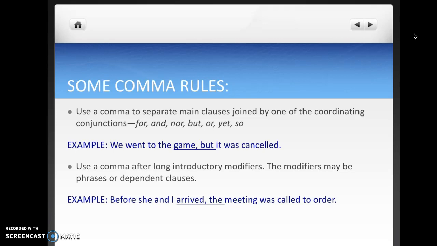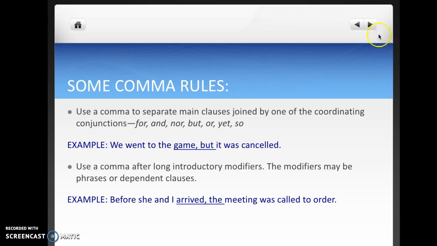Use a comma after long introductory modifiers. The modifiers may be phrases or dependent clauses. So if you have a sentence that starts with a word like before or after or when or since or because, then you're going to want to have a comma eventually because we're waiting for more information. Before she and I arrived, comma, the meeting was called to order.